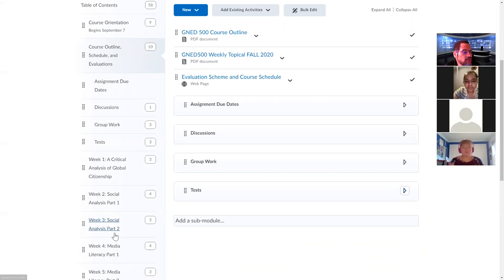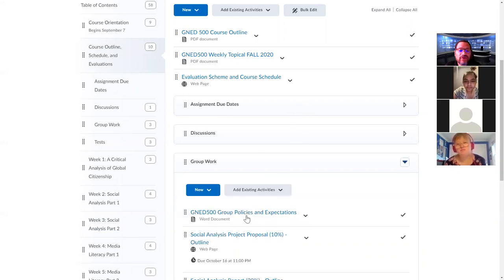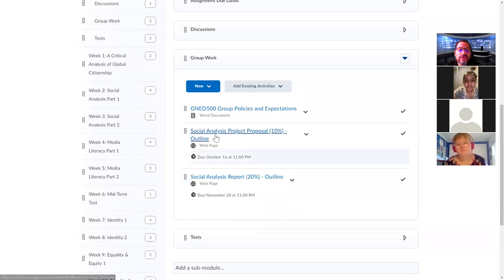There's one group assignment. Somebody's asking, how many group assignments are there? One group assignment has 2 parts. So the 2 parts of that assignment are, you see here under group work, you'll have to do the social analysis proposal, right? And then you have to do the report. So they're the same project. This is, you're going to tell us what you propose to do, and this is you finishing off that proposal, okay?